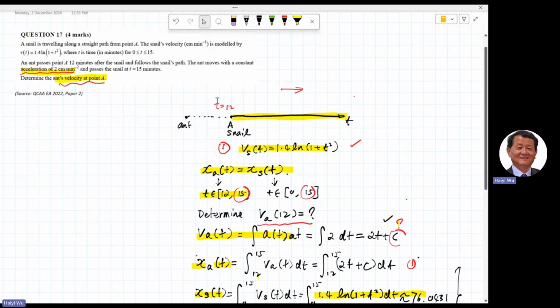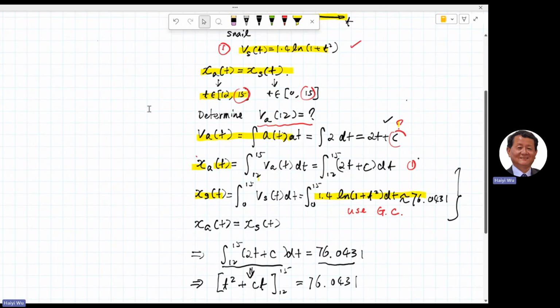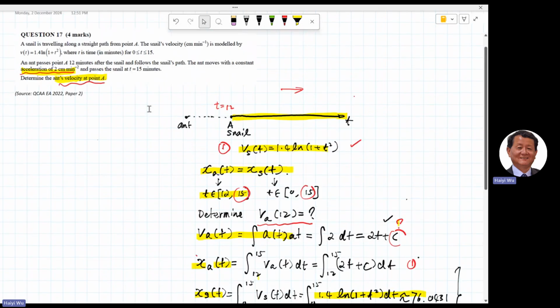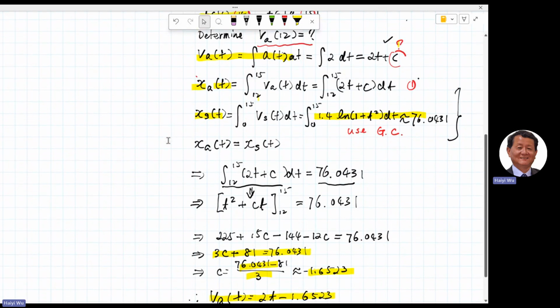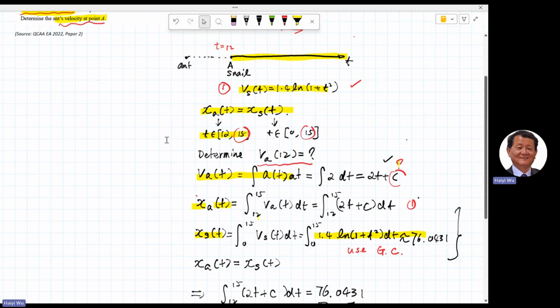This involved a two-stage antiderivative, from velocity to displacement. It is a very good question to understand the relationship between velocity and acceleration.